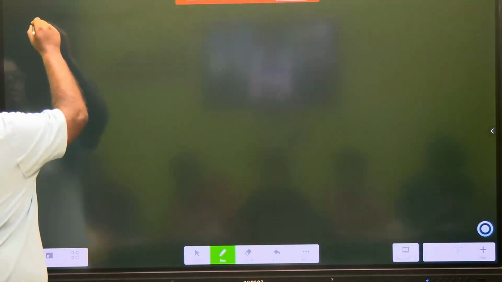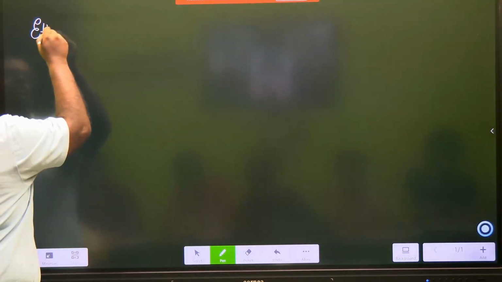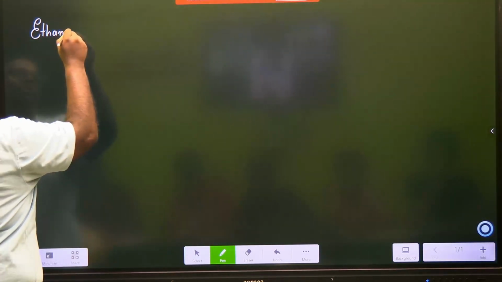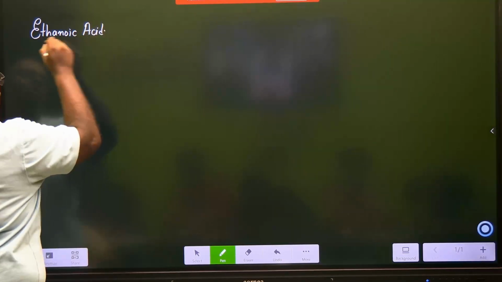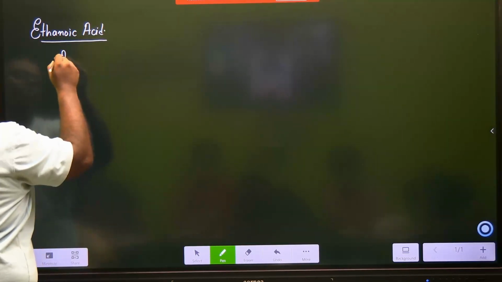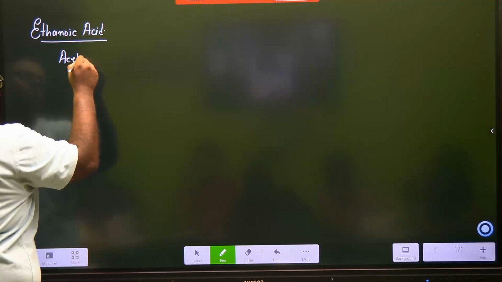We'll do deep diving revision when we come to round 2. So our discussion today is ethanoic acid. Ethanoic acid. Trivial name, acetic acid.